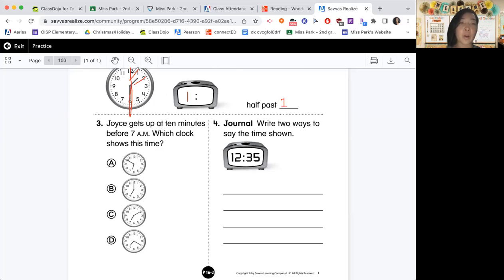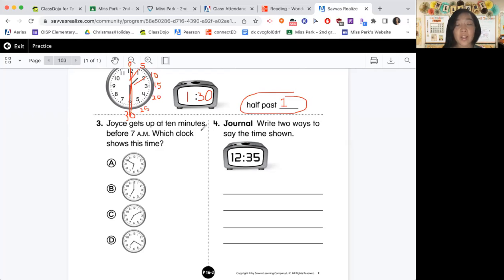Now, does anyone remember? If you don't remember, let's skip count. 12 is 0. So what is 1? 5. 2, 10. 3, 15. 4, 20. 25. 30. 35. If the minute hand is at the 6, that means it is 30. So what is the time right now? 1:30, or half past 1. It's not 2 yet, but it's past 1.